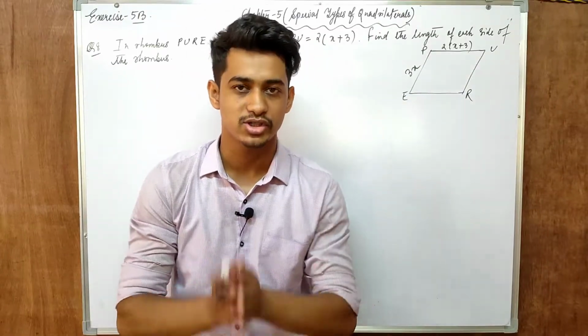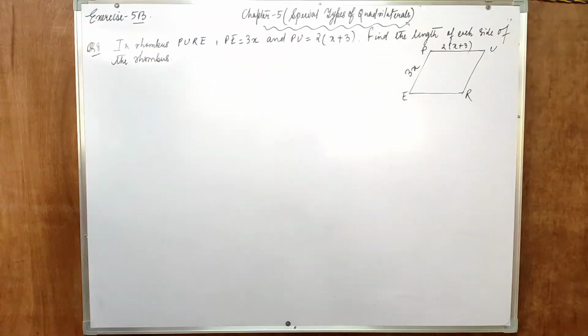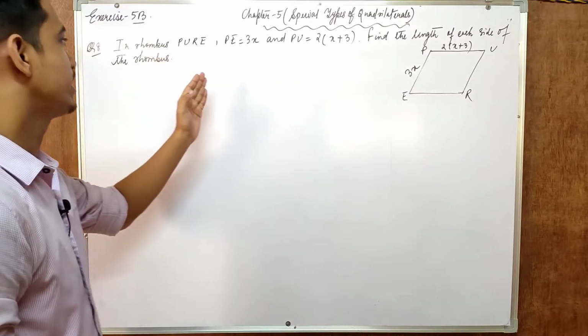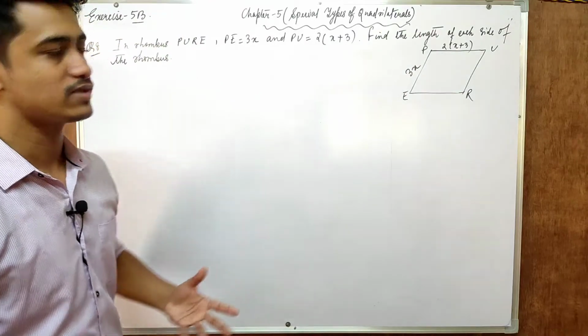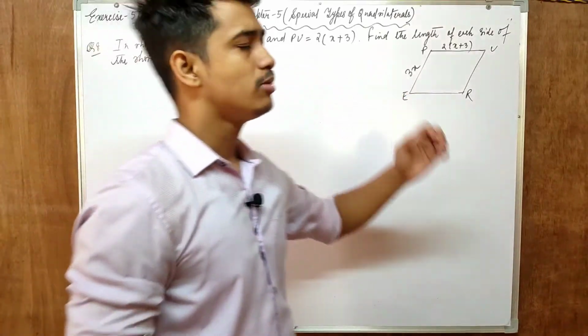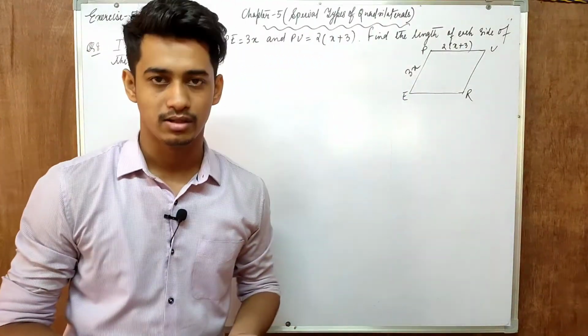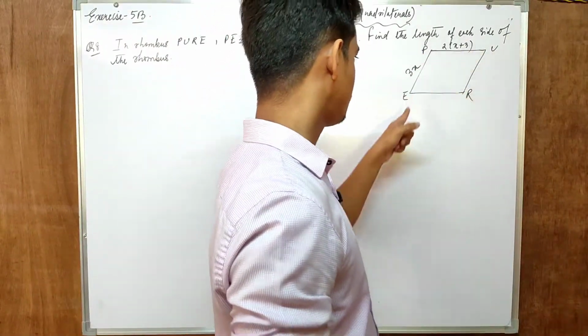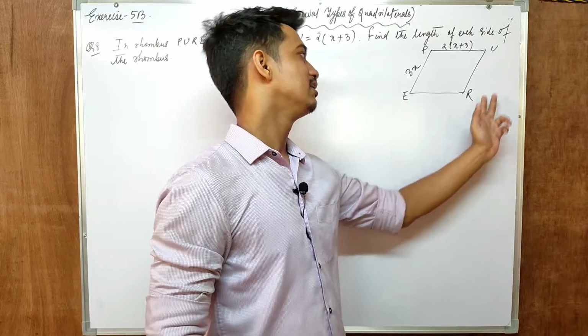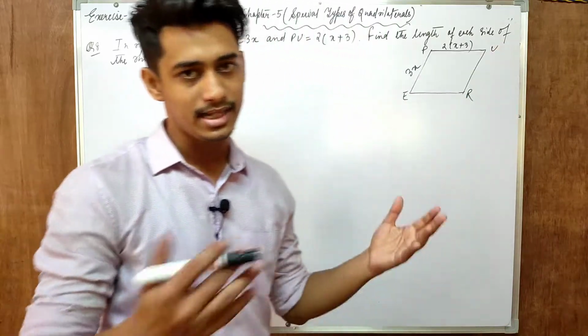Alright, so let's start our journey by looking at question number 8. What is question number 8? In rhombus PURE, PE equal to 3x and PU equal to 2x plus 3. Find the length of each of the sides. Very easy question. In a rhombus, we know that all the sides are equal, right? We know that. So PU is equal to PE, as well as ER, RU, all the sides are equal to each other.